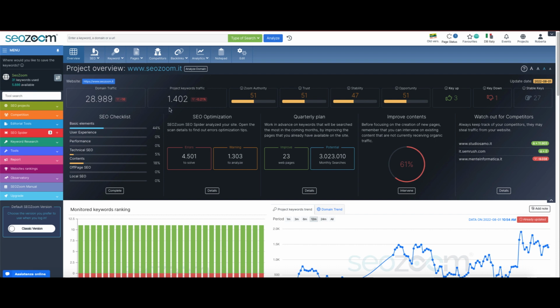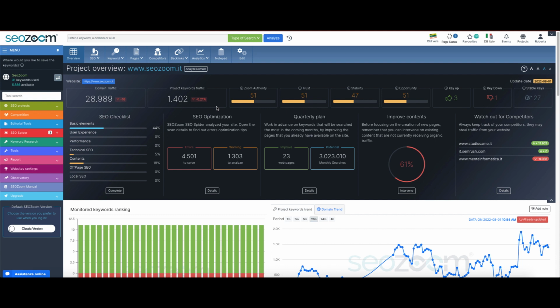So here's the estimated monthly traffic of the domain as a whole and the estimated traffic based on the project keywords. This piece of information is very useful, since we can see how much traffic the keywords that are important to us are actually bringing in. The keywords are not all important in the same way, we know that. So it is good to start dividing between what is the generic traffic and what is instead the traffic of the keywords that we deem important for the website.